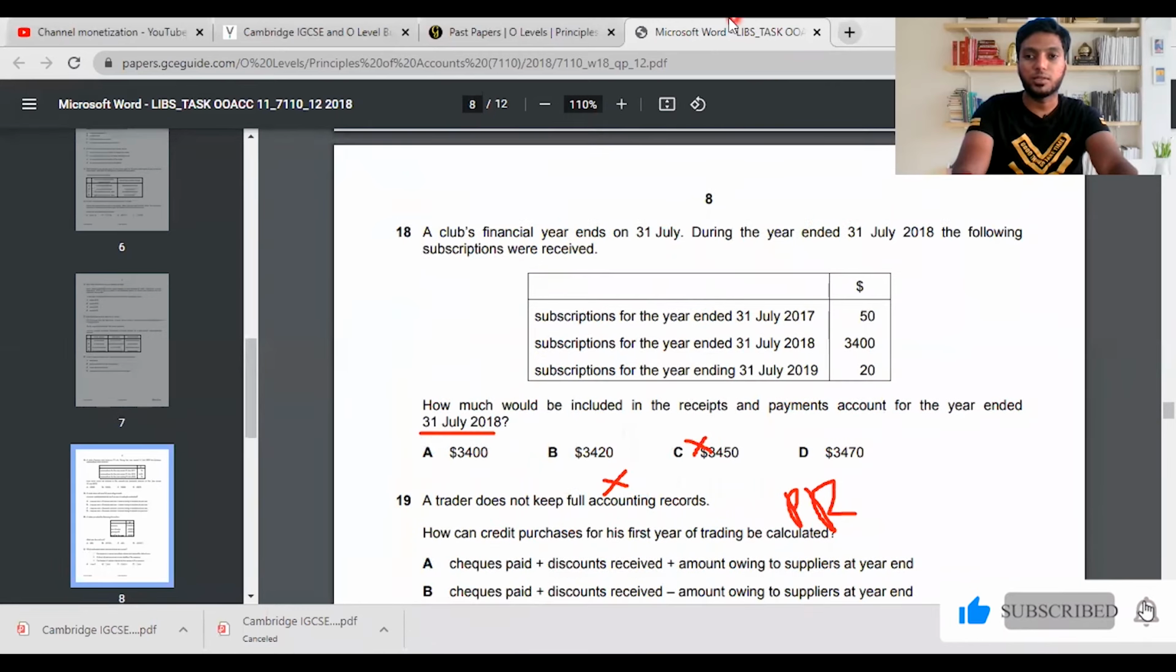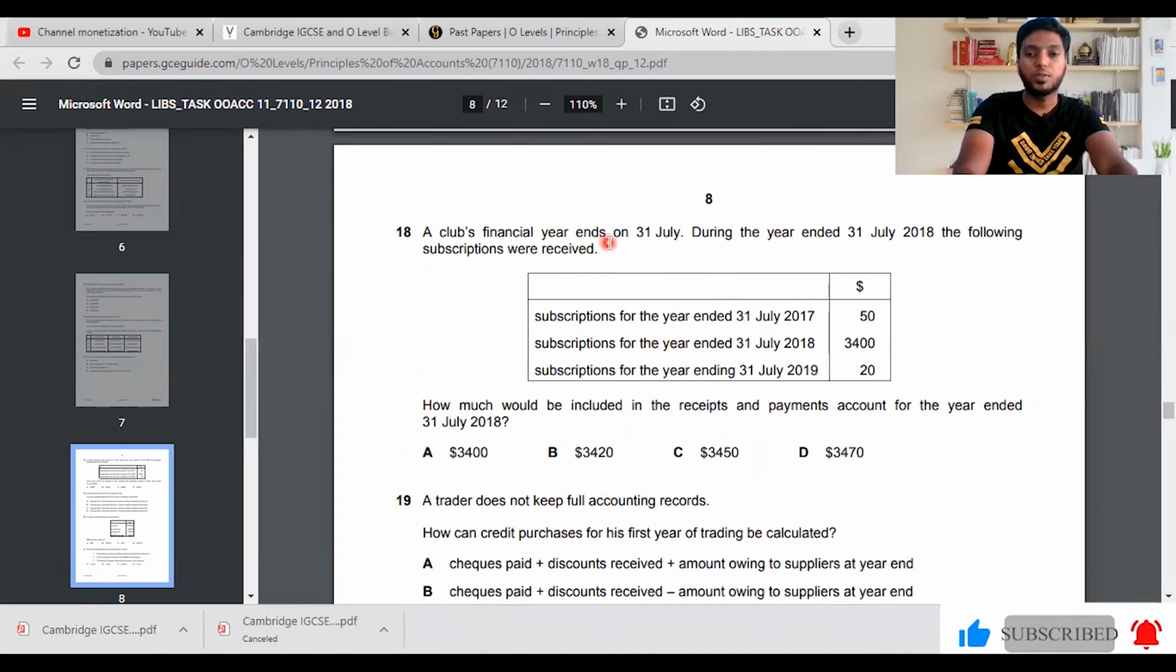18th. I'm going to erase this off. A club's financial year ends on 31st July. During the year ended 31st July 2018, the following subscriptions were received. At the beginning of the year in 2017, you received a balance of $50, and subscription for the year ended 31st July 2018, you got 3,400. The subscription for the year ended 31st July is 20. So what type of balance are they meaning? How much would be included in the receipts and payment account for the year ended 31st July 2018?